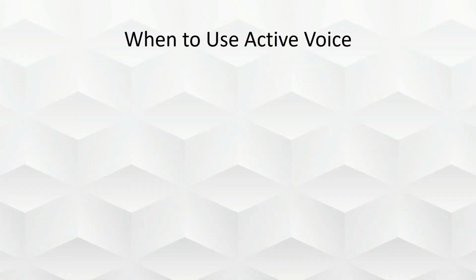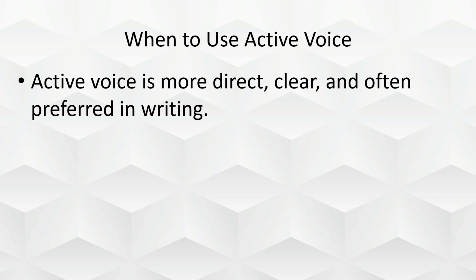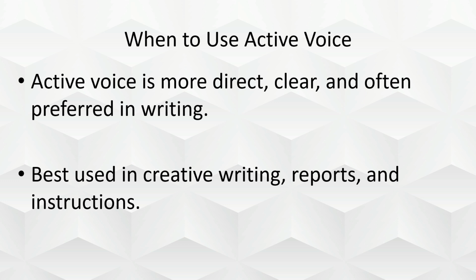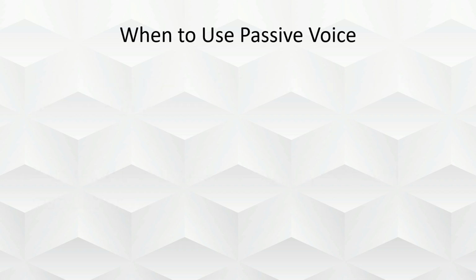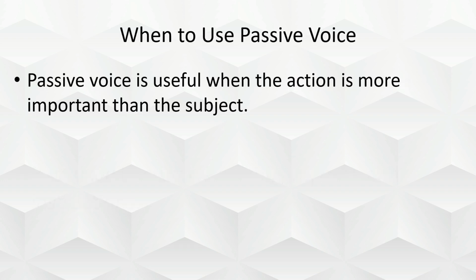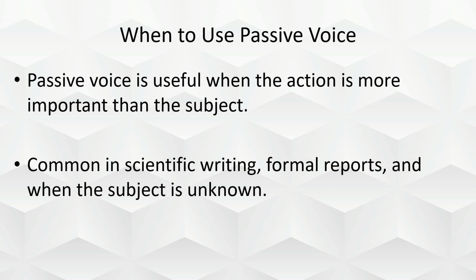Moving further, when to use active voice? Active voice is more direct, clear, and often preferred in writing. It's best used in creative writing, reports, and instructions. Whereas passive voice is useful when the action is more important than the subject, and it's commonly used in scientific writing, formal reports, and when the subject is unknown.